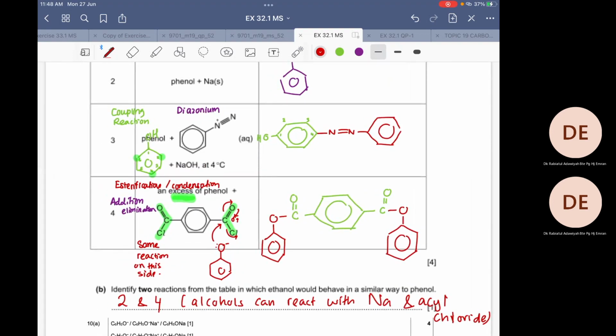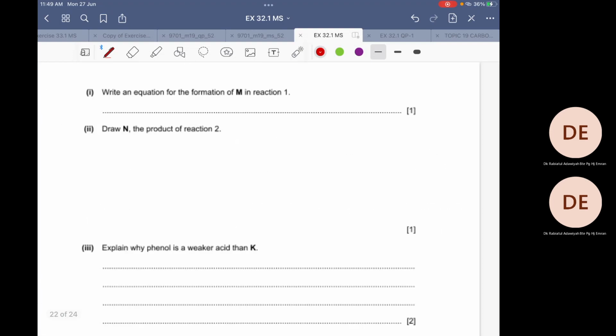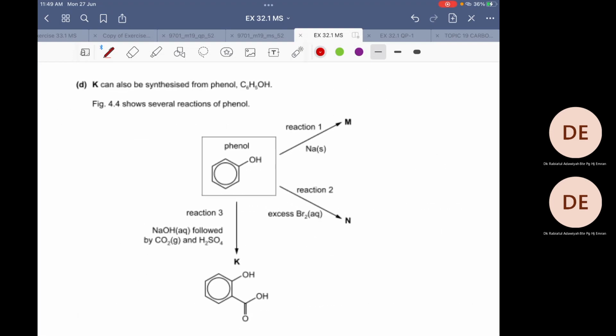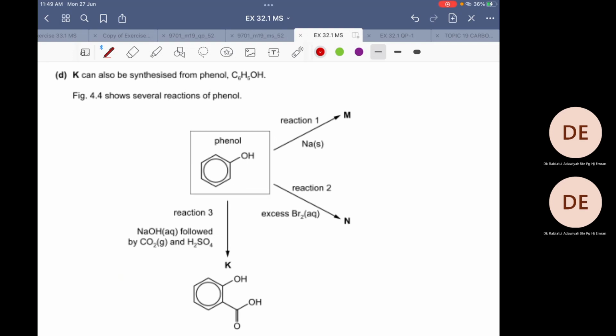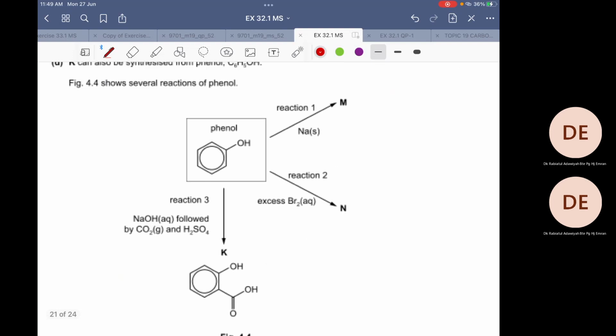That is question 9. We will move on to question 11. Question 11 is mostly the explanation bit that I want to discuss. Okay, done with this one? Okay. And a question 11 here. Right, so K can also be synthesized from phenol C6H5OH. Okay, so that is K.